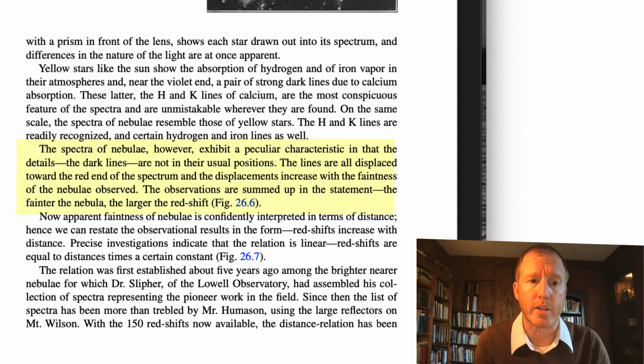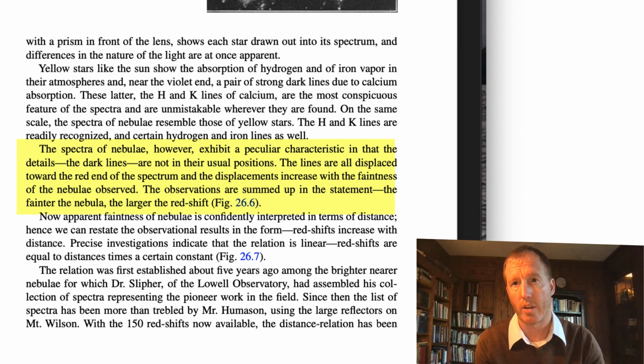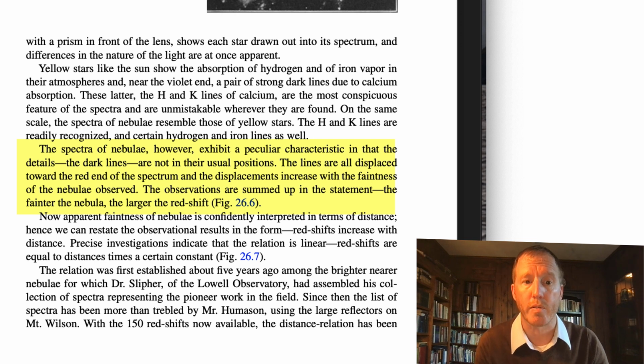He says, the spectra of nebulae, however, exhibit a peculiar characteristic in that the details, the dark lines, the absorption lines, are not in their usual positions. That means they aren't of the wavelength or the frequency that one would expect if those were stationary, like you typically measure those lines in a research laboratory here on Earth. They are not in the regular positions. The lines are all displaced toward the red end of the spectrum, and the displacements increase with the faintness of the nebulae observed. The observations are summed up in the statement, the fainter the nebula, the larger the red shift.